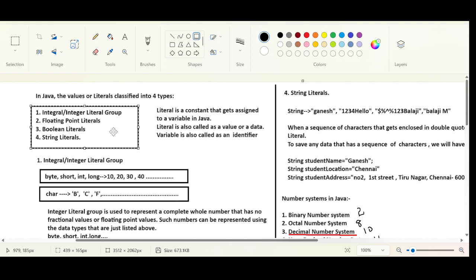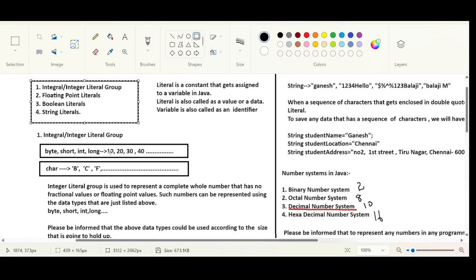These literals are nothing but, in one word, a way to represent data, any data. Each and every data gets identified according to its representation. For example, if you want to represent numerical values without the fractional part, they can be represented in 4 types under the integer literal group. They are called byte, short, int, and long.